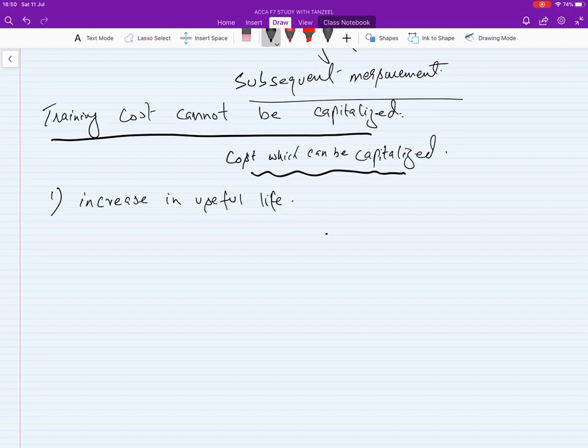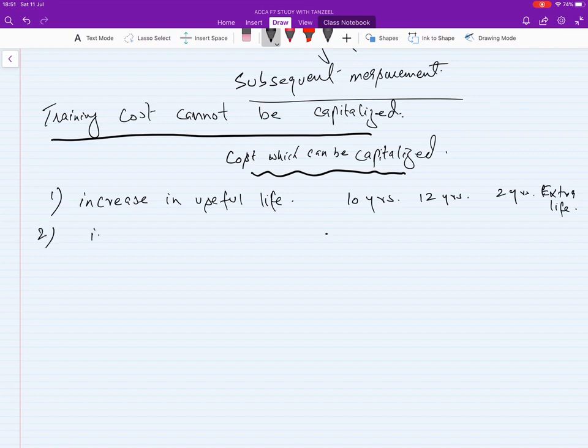Suppose you have a machine that had a 10 year life before, and you install a new machine part in it, and it gives you more life, so instead of 10 years you can now run that machine for, say, 12 years. It means you got 2 years of extra life. Because of this expense the useful life has been increased, so you can capitalize that expense.